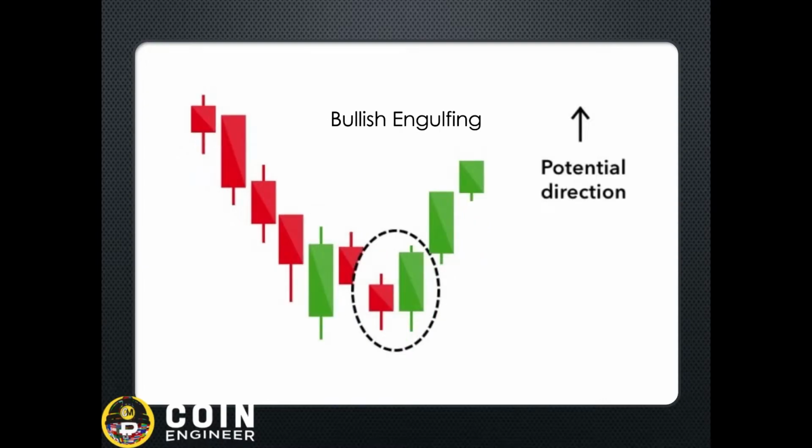We have the bullish engulfing. The bullish engulfing pattern is a combination of two candlesticks. The first candle is a short red candle engulfed by a larger green candle. Essentially, this green candle might become a signal for a bullish price movement in the market.